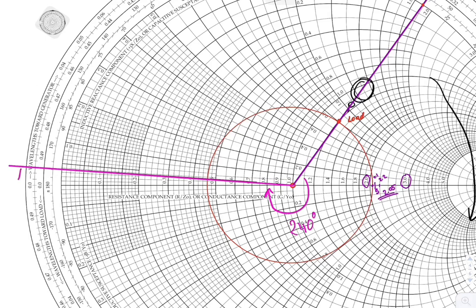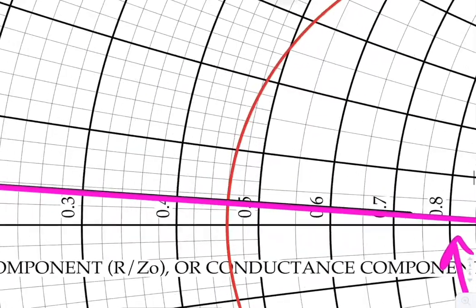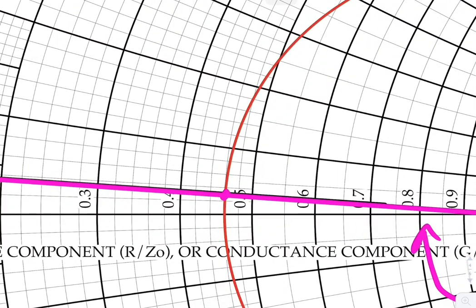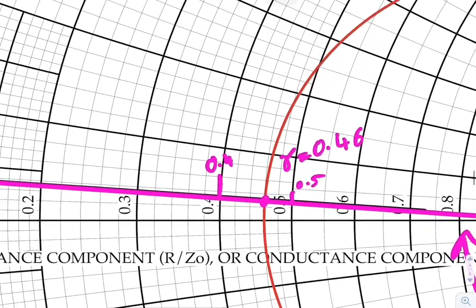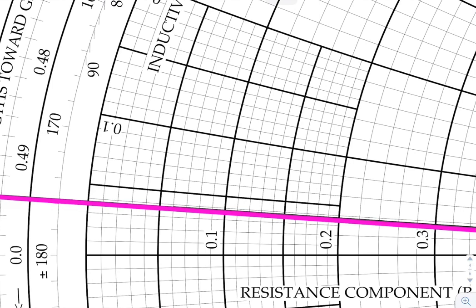Let us try to read the values of R and X for this line. The value of R is this point, that is 0.4. This point is 0.4. This is 0.5, and this is like 0.46. So therefore R is 0.46.